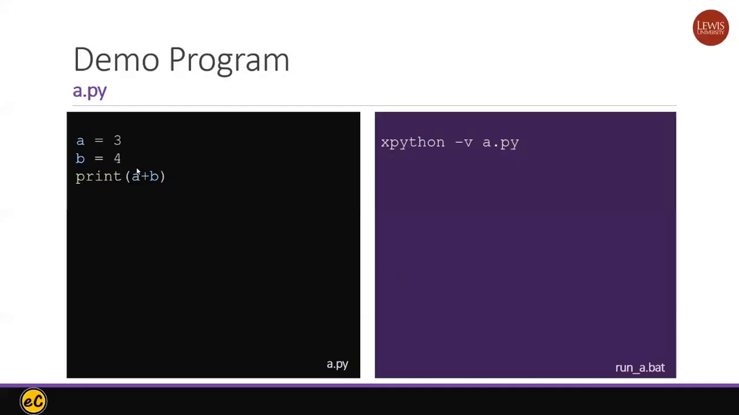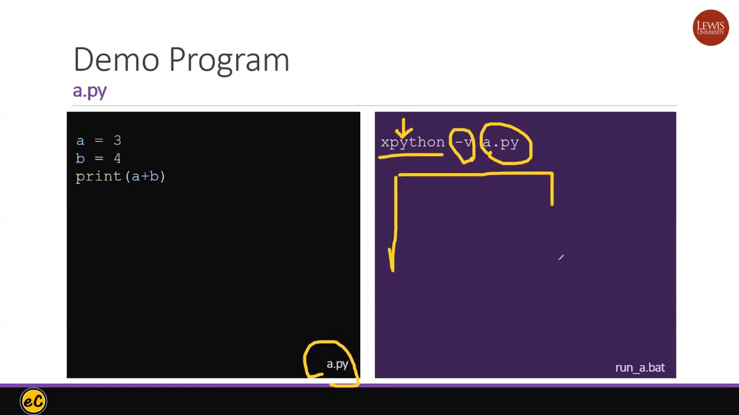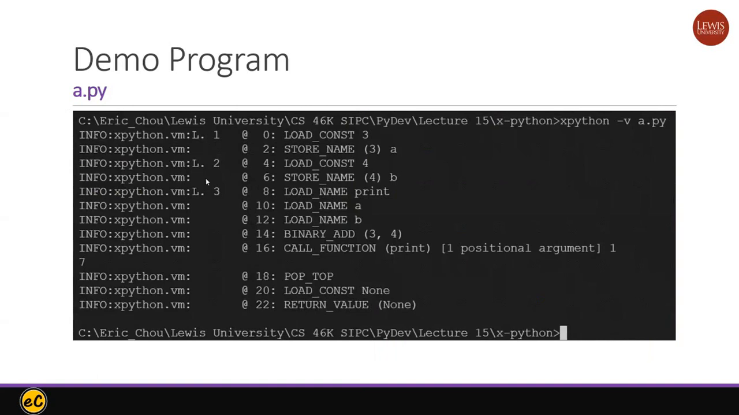Okay. And then this is your language. You actually run python dash v a.py. So this a.py is being called by the Python, and dash v will show you the virtual machine code. After you run it, you get this. The virtual machine code is like this. So python dash v a.py, you get the machine code. Any questions so far?